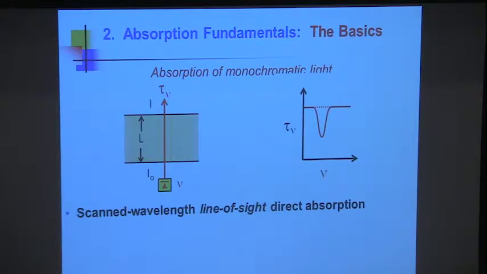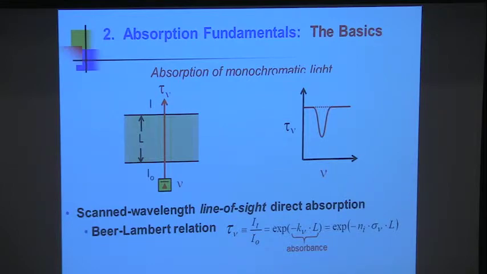So now we imagine we scan across an individual feature that we've picked out. So we picked a line free of interference that's going to tell us something. We scan the laser across that line, and that would be called scanned wavelength, line of sight, direct absorption. We call that scanned DA.